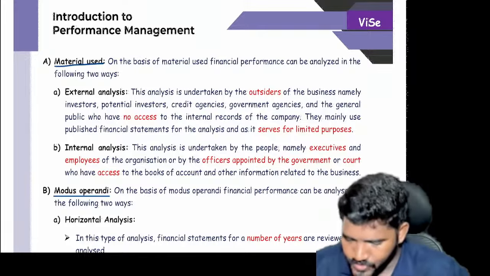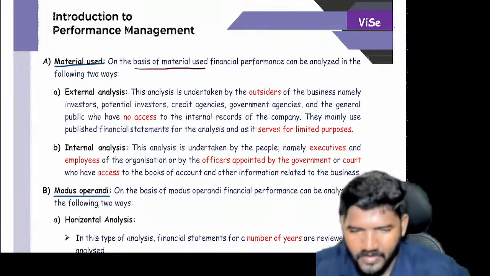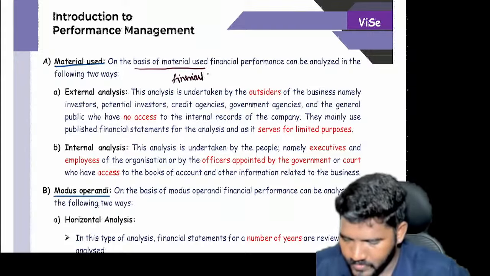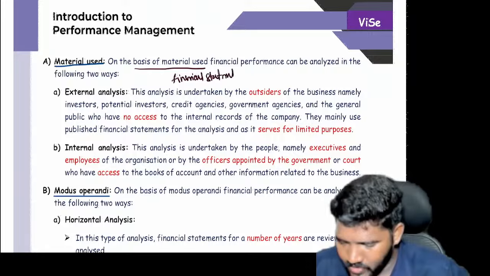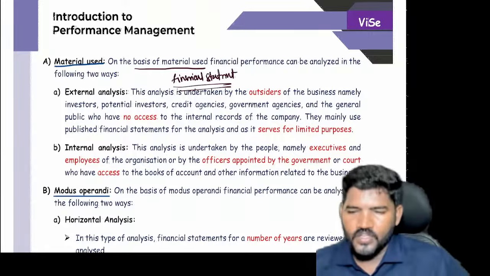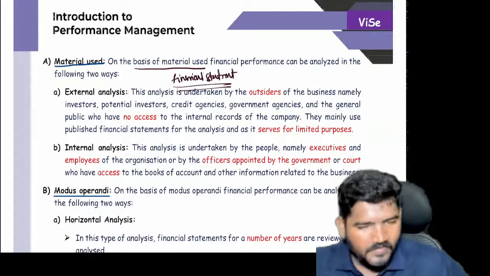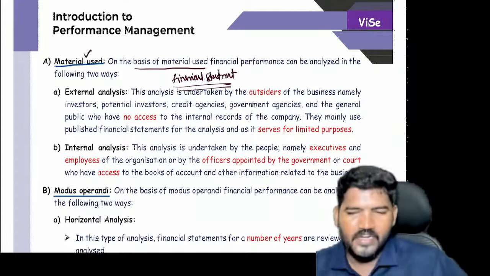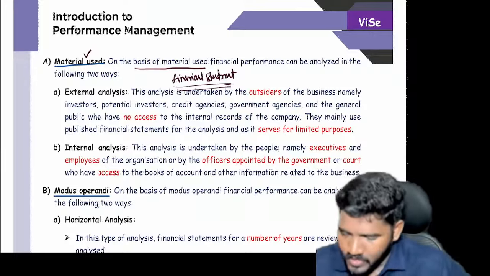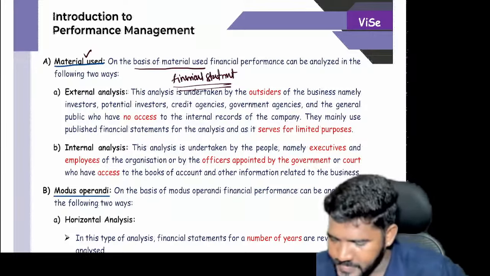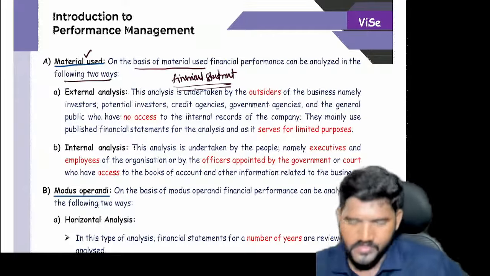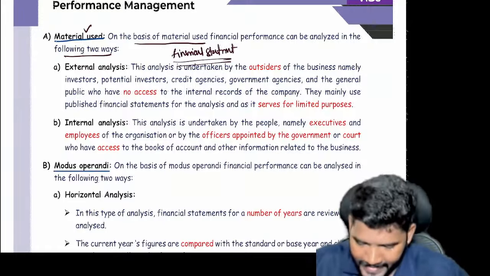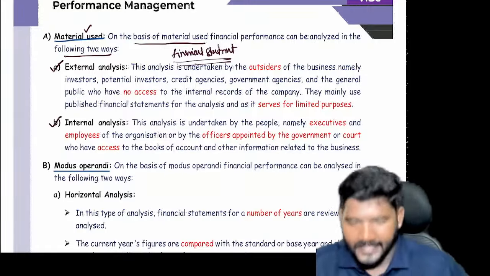In material used, the material is called financial statements. If you analyze the performance of the company with the help of financial statements, that is called material used classification. Financial performance can be analyzed in the following two ways with the help of financial statements. One is external analysis, another one is internal analysis.